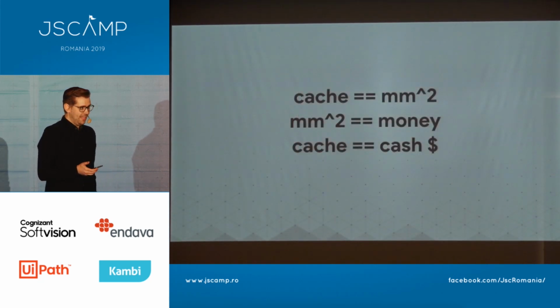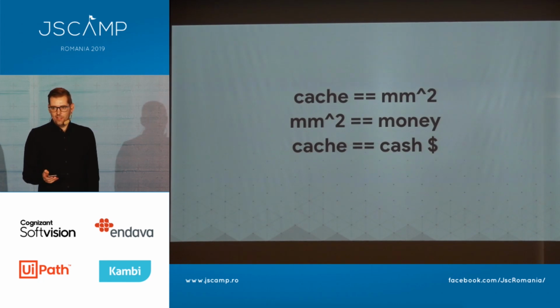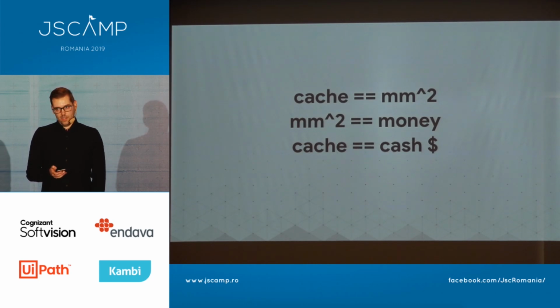Because cache, that cache storage, equals millimeters squared of the die. And that equals money. And so cache is cache. Spelled slightly differently, but that's how to think about it. And so why does an iPhone cost so darn much? Because you're getting a lot more cache for your cache.